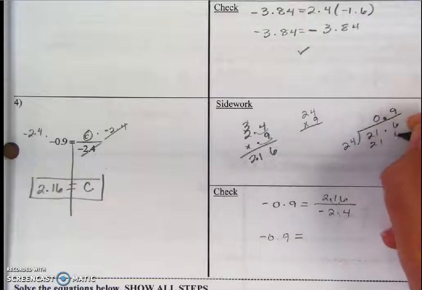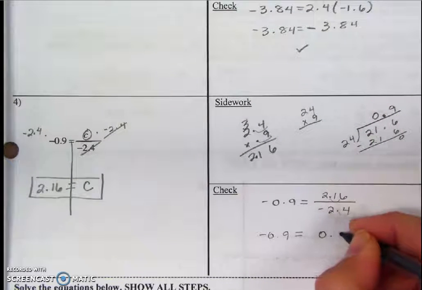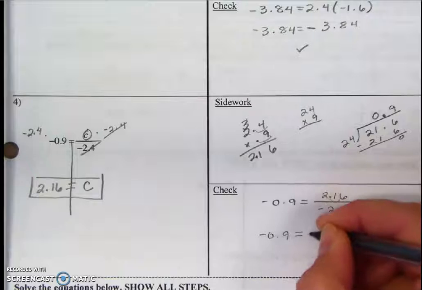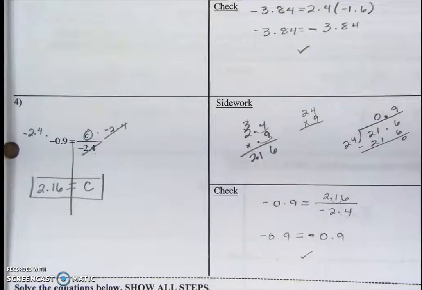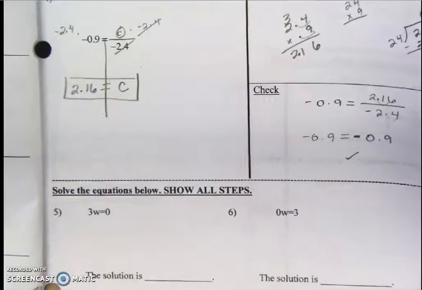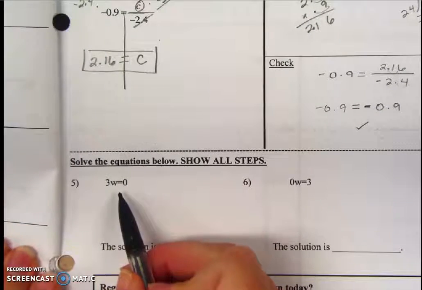That gives me 216. We have nothing left, and so we do get 0.9, and a positive over a negative is a negative. Those do come out equal. So we know we're correct. Hey, we're on a good streak here. All right, now numbers 5 and 6. These are the weird ones. Okay, so remember, I think we've seen these before.